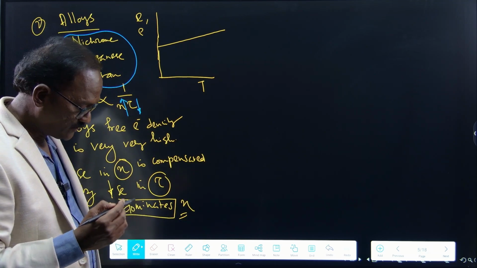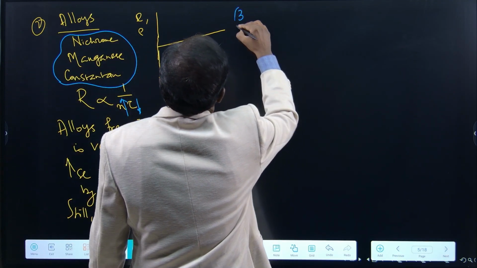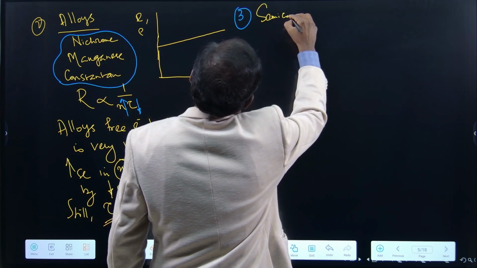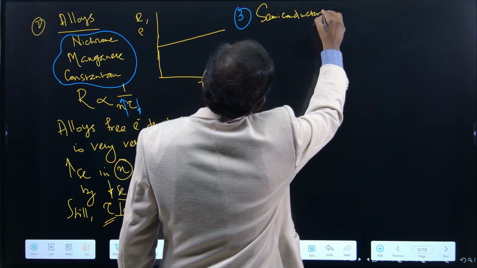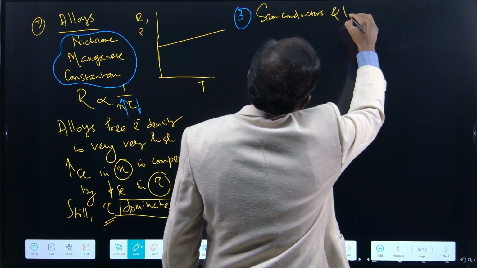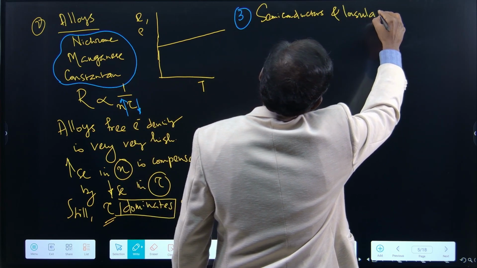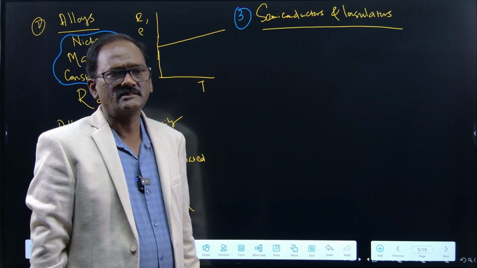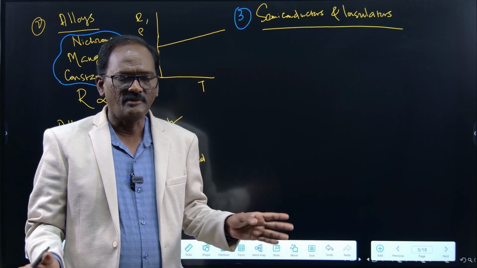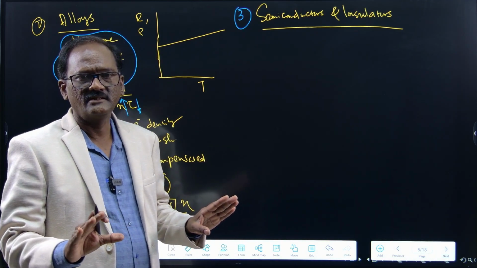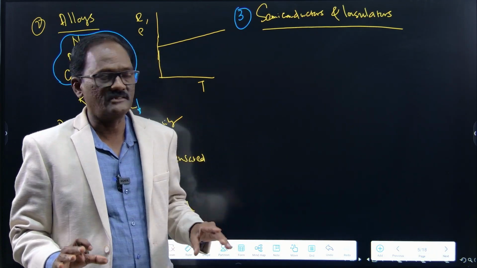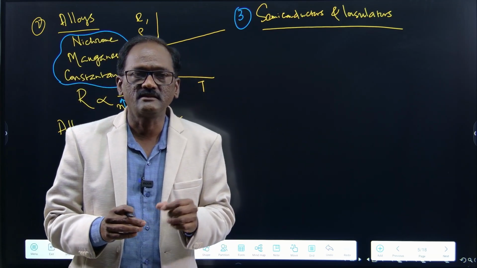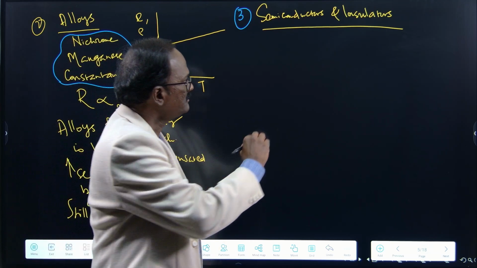right. So third one, semiconductors and insulators. Semiconductors are not insulators, but both the materials are behaving in the same way as far as temperature is concerned. That is why we have grouped semiconductors and insulators and put them in a single group. Right?